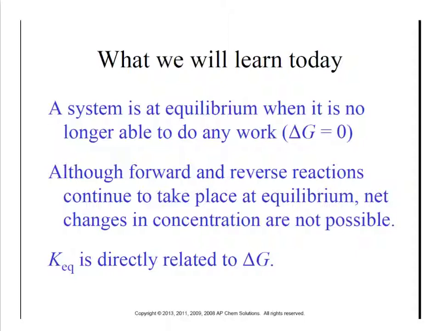So when a system is at equilibrium, that means it is no longer able to do any more work. So it has no more energy to give, which means that delta G is going to be 0. So it's neither positive nor negative. That does not mean the reaction is not happening. It's actually proceeding in both directions. The forward and reverse reactions are happening at the same rate, and therefore we get an overall change in G of 0.